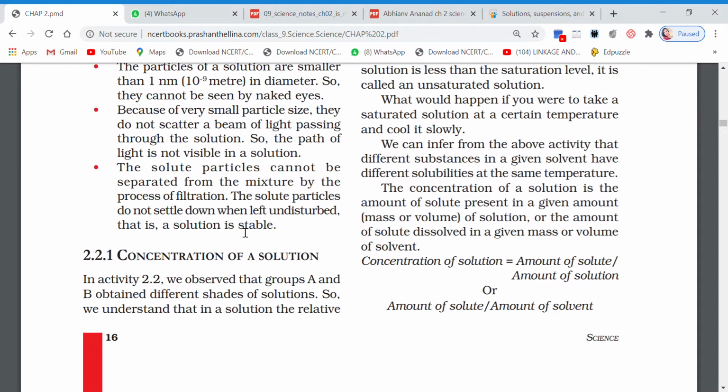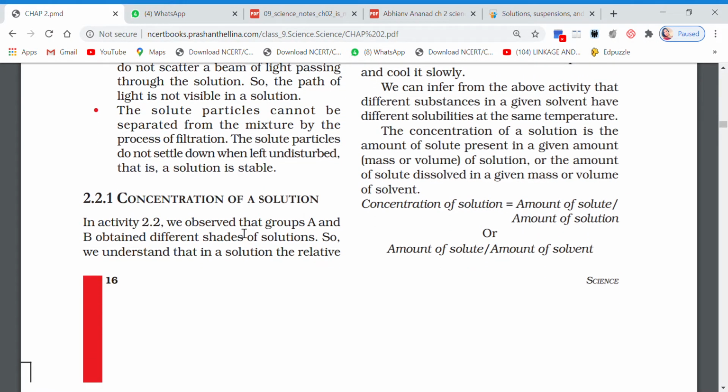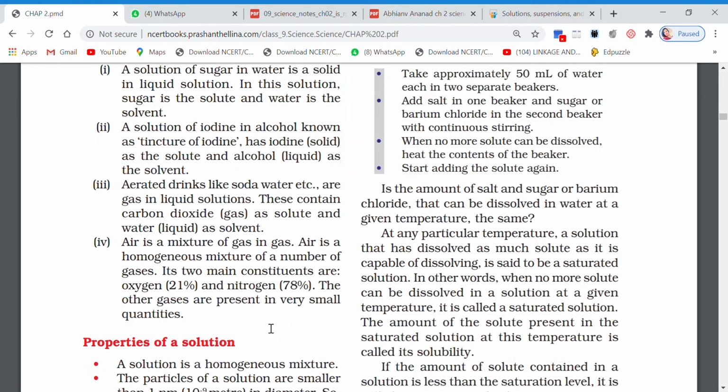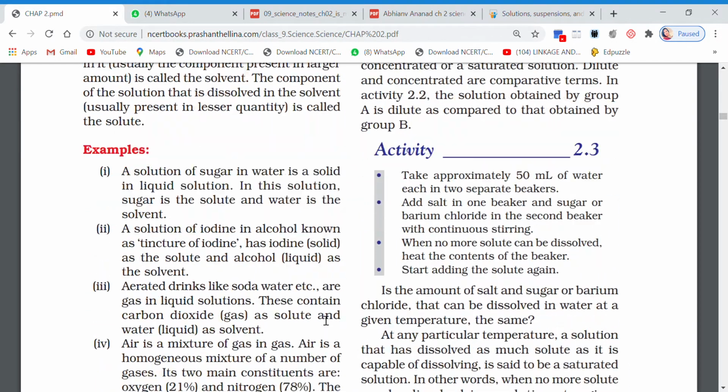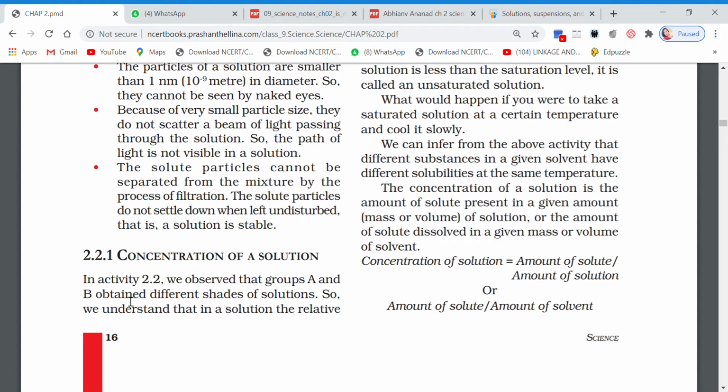Now in today's class, children, I want all of you to open page number 16 of your NCERT and come to the paragraph from "Concentration of Solutions". I'll just give a reading here and I will ask you to mark the questions and answers which you have to write in your notebooks.